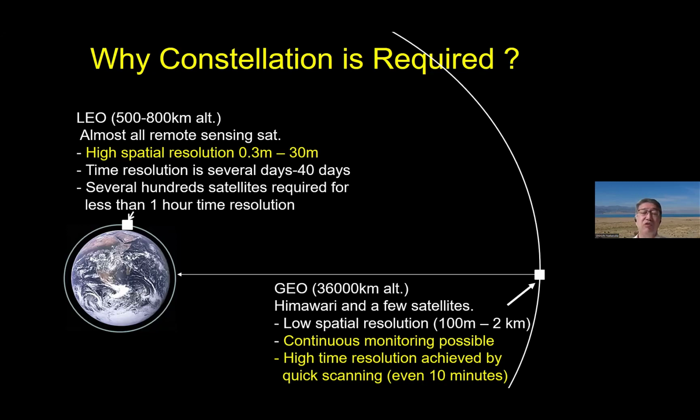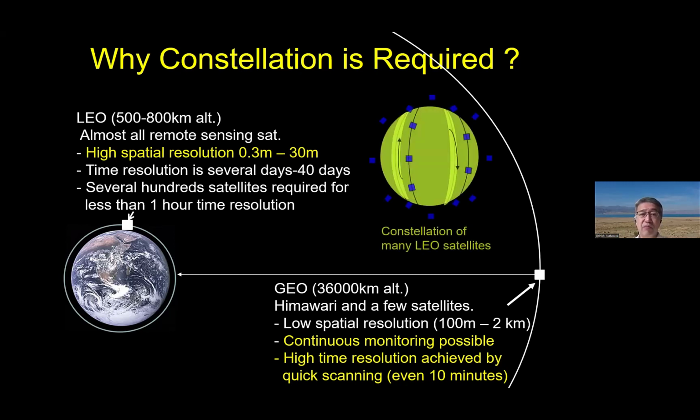So how can we combine these two good merits of the LEO and the GEO satellite? One solution is to have a constellation of many LEO satellites, which can compensate for the lack of time resolution. So this is the reason why we need a constellation.